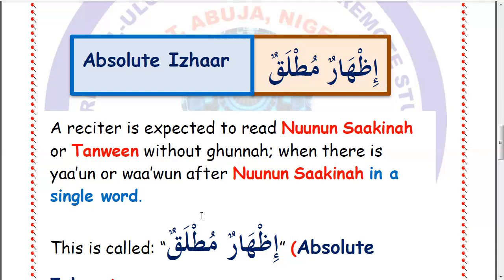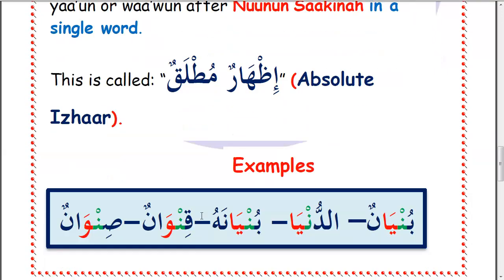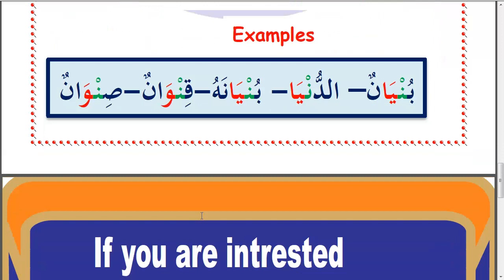Meaning, you read your Nun Sakina without Gunna, just like what you do to Izhaar. Read your Nun Sakina without Gunna, most especially Wawun and Ya'un. When you see them appearing after Nun Sakina in a single word, you apply the rule of Izhaarun Mutlaq, absolute Izhaar. I hope you understand. Okay, let's read the examples.